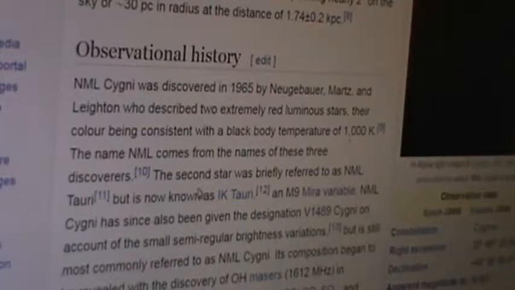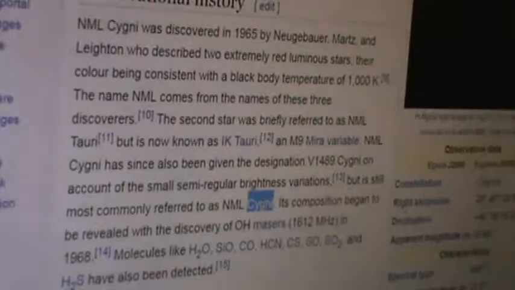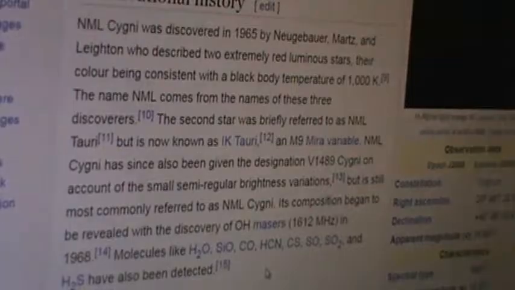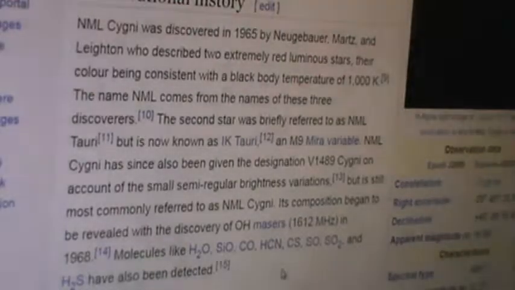It was discovered in 1965. Crazy. It's commonly referred to as NML Cygni. Father gets the last word. Its composition began to be revealed with the discovery of... Disturbing. Now, you can find Father in all the elements, like he's on the bookends of oxygen, and it's crazy awesome. So in the constellation Cygnus.